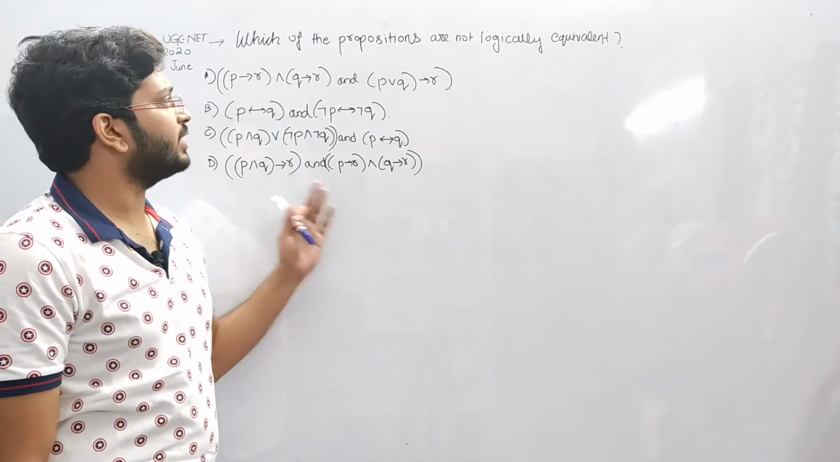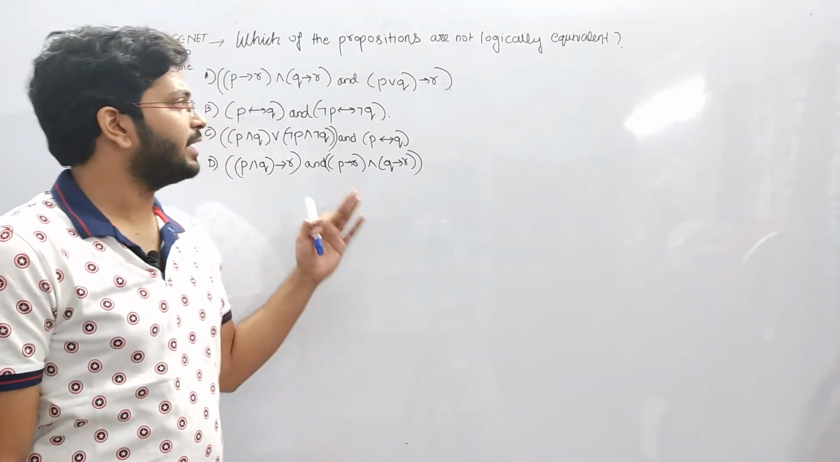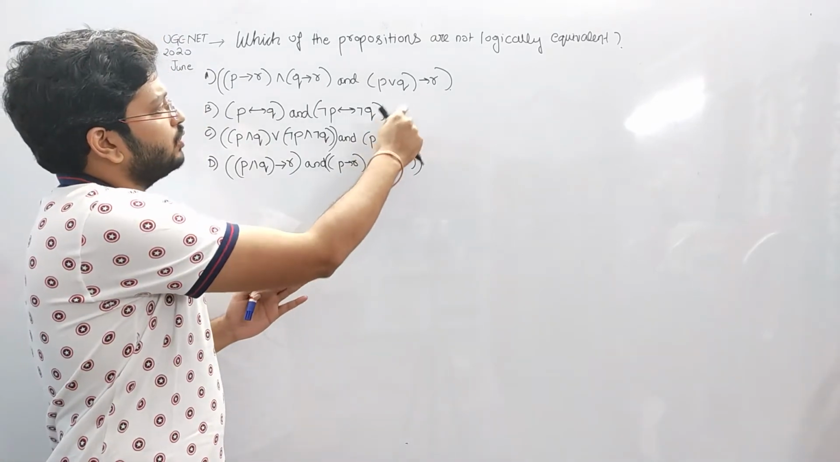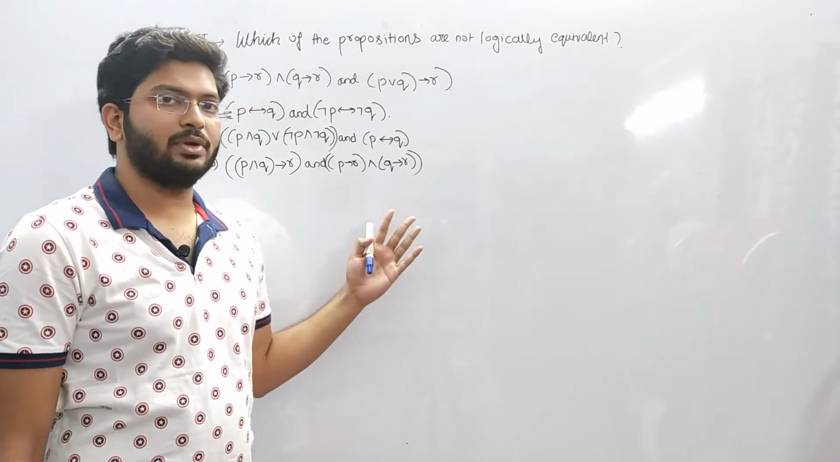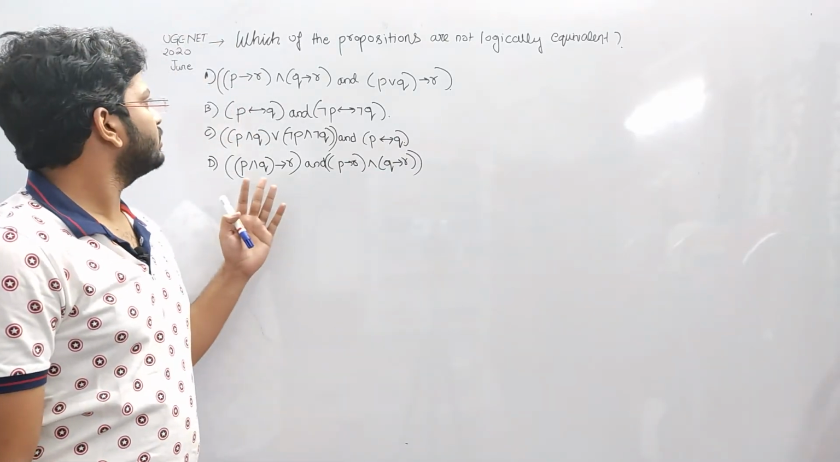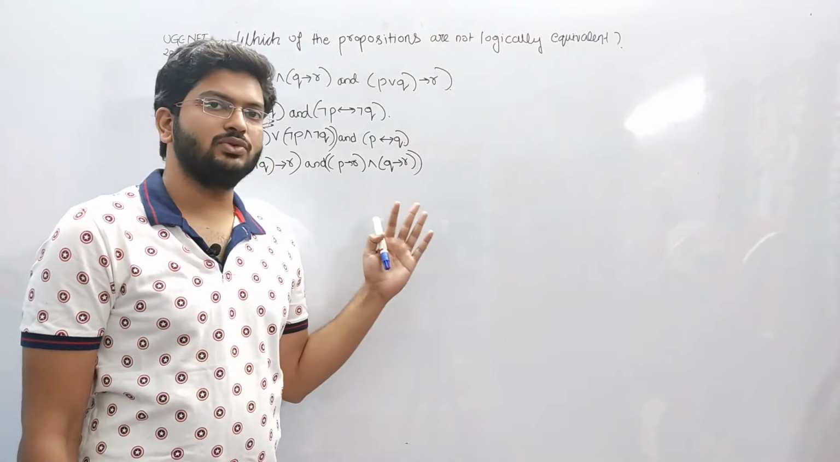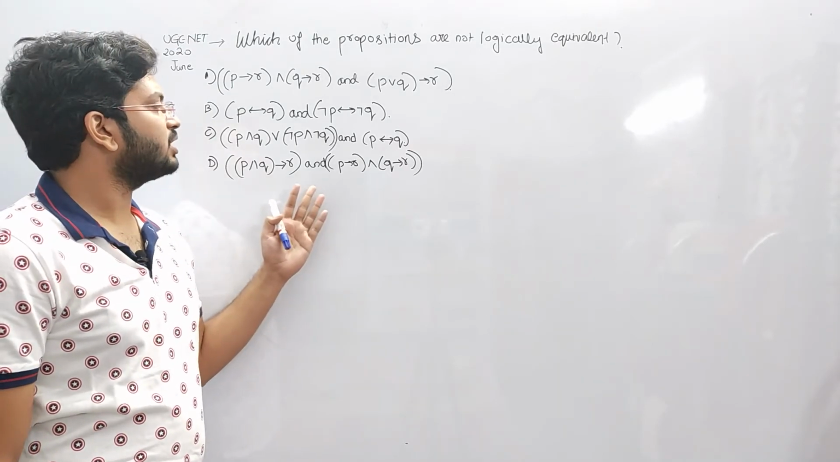In case of 3 variables, you have to create 2 power 3, that is you have to take 8 values. So it will generally be lengthy, and not for 1, you have to take 4. There are 4 options, so you have to make 4 truth tables. So in this case it will be better if we solve using rules of proposition. We can solve it using rules of proposition.